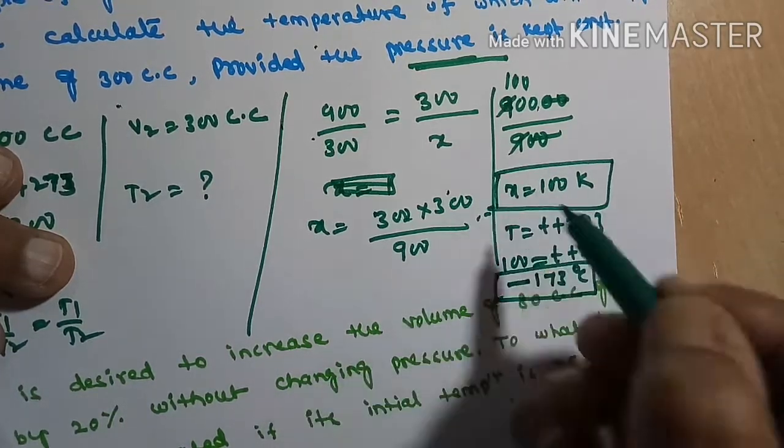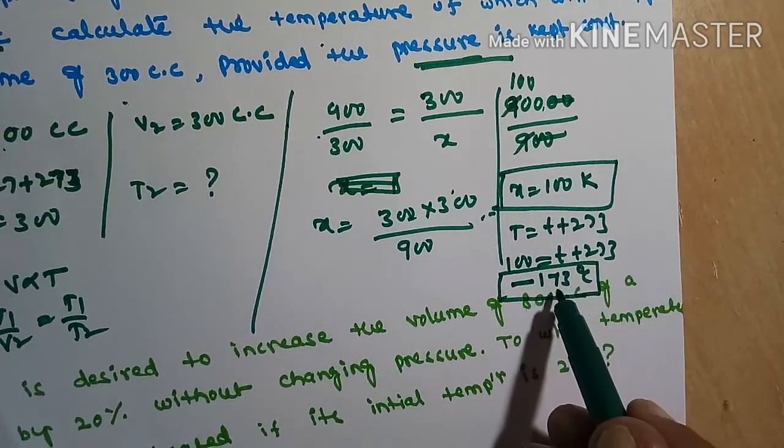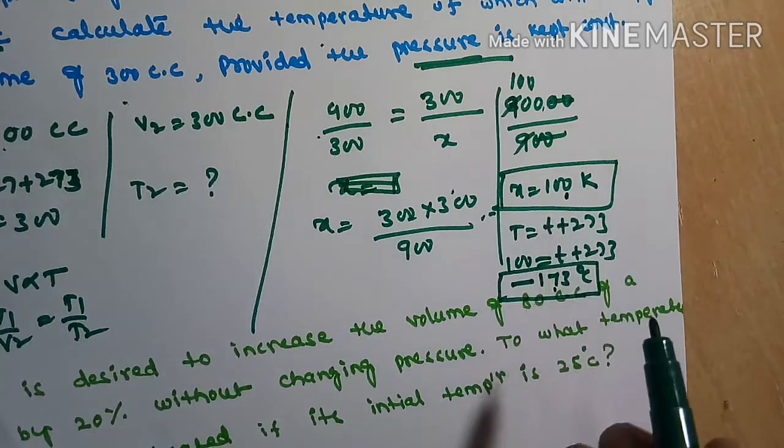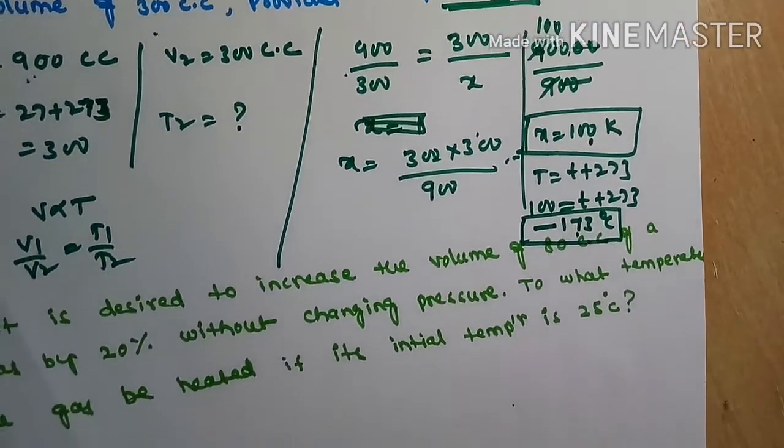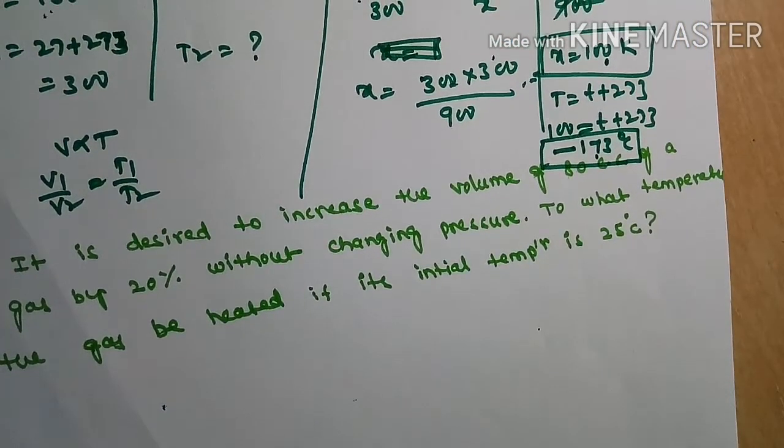Minus 173. That means if you want it in degree centigrade, this one. If you want it in degree Kelvin, this one. Depending upon the options, we can select.